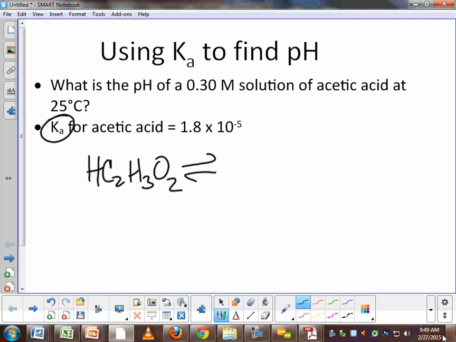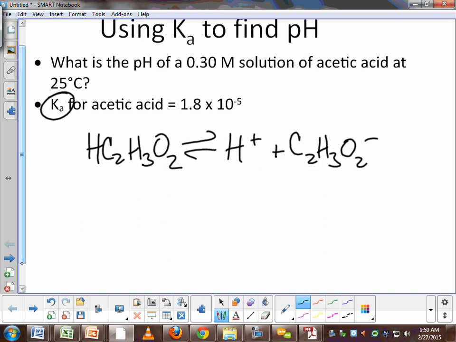What do acids do? They donate protons. So we want to write that dissociation for that H+ coming off and being left with nothing but the acetate ion that remains, C2H3O2-. So that's our first step. We've written a reaction to describe what's going on in this solution.